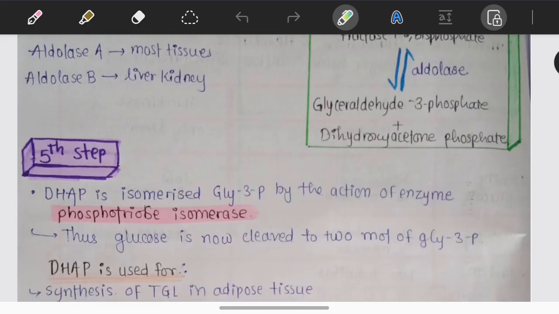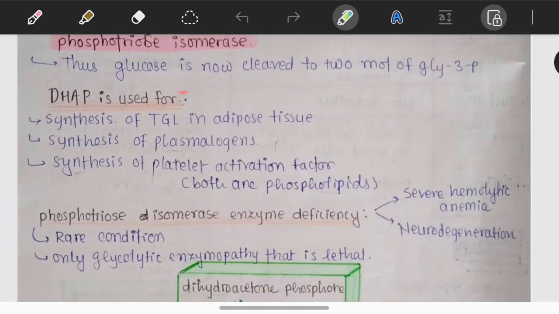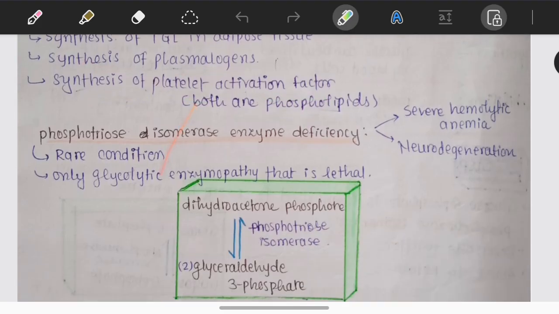The next step is the fifth step: dihydroxyacetone phosphate is isomerized to glyceraldehyde 3-phosphate by the action of the enzyme phosphotriose isomerase. Thus glucose is now cleaved to two molecules of glyceraldehyde 3-phosphate, and dihydroxyacetone phosphate is also used for synthesis of triglycerides in adipose tissue, synthesis of plasmalogens, and synthesis of platelet activating factor. It is just for information.